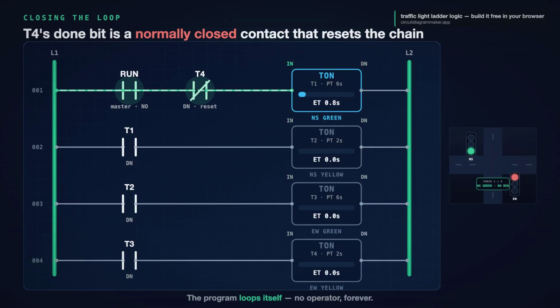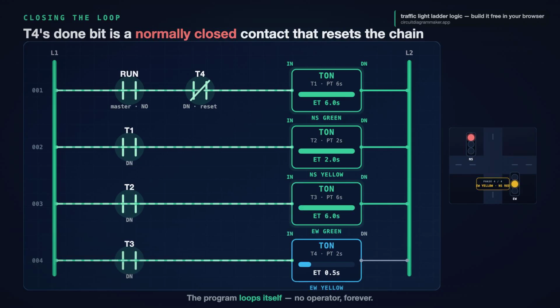The whole cascade collapses in a single blink. And the moment T4's done bit falls, that normally closed contact recloses, T1's input comes back, and it starts counting 6 seconds all over again. The program has looped itself back to phase 1, automatically, forever. So far we have built a clock.